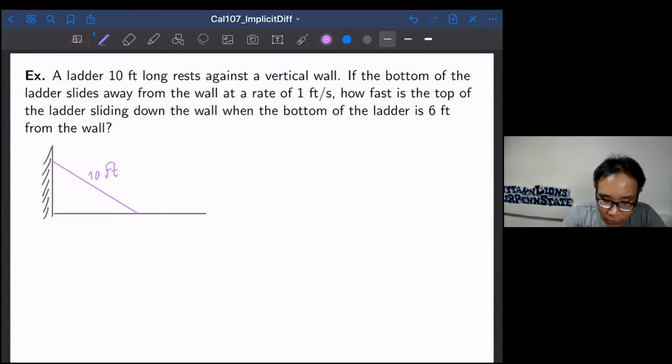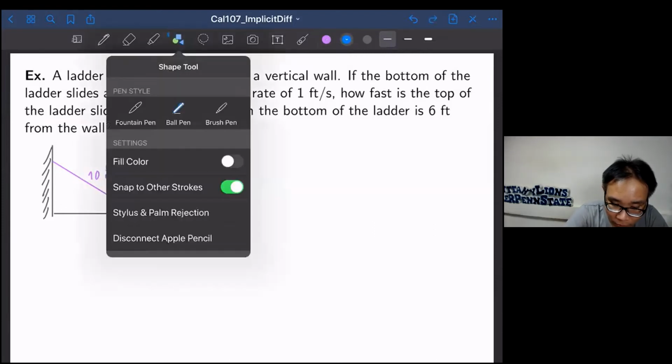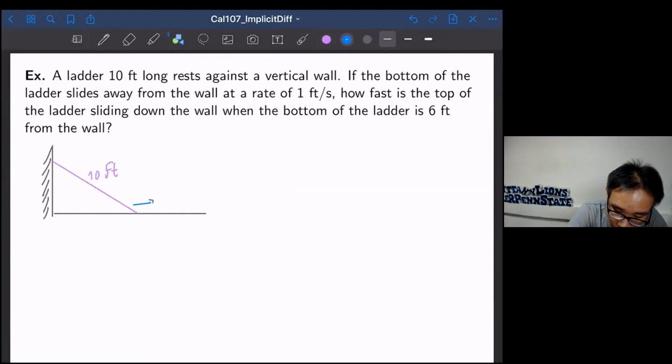If the bottom of the ladder slides away from the wall at the rate of 1 foot per second, so if you have this guy sliding away from the wall, what is it going to look like? It's going to look like you have the ladder slide away. So it's going to be this one. Okay, so you slide this one away at the rate of 1 foot per second. So what does it mean?